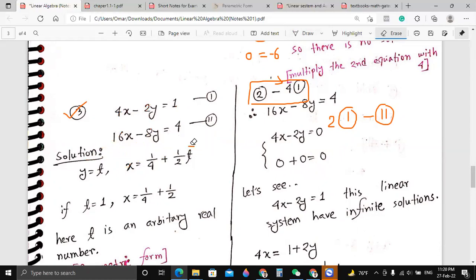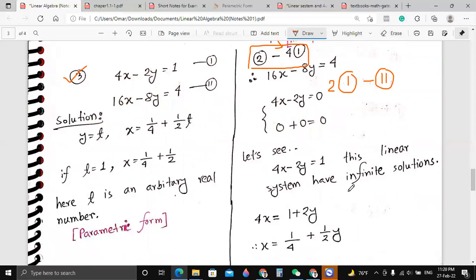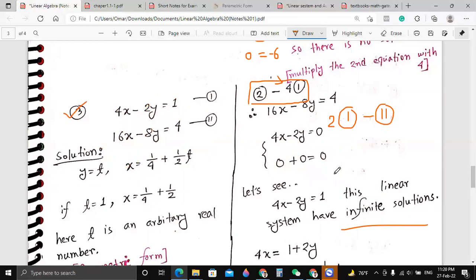That's why we will have an infinite number of solutions.